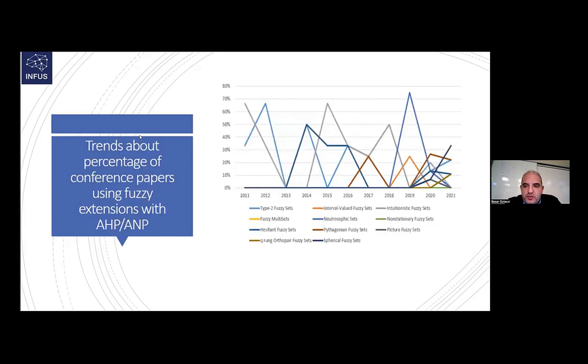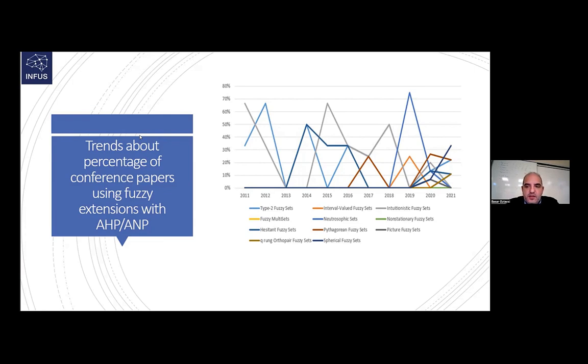And here the results show that intuitionistic fuzzy sets have been widely used between 2015 and 2018. Let me briefly talk about the graph. We summed up the paper numbers each year, and we looked at the ratio, the percentage of each fuzzy extension during that year. Intuitionistic fuzzy sets have been widely used between 2015 and 2018. Type 2 fuzzy sets were popular in 2012, but have slightly lost popularity since then.